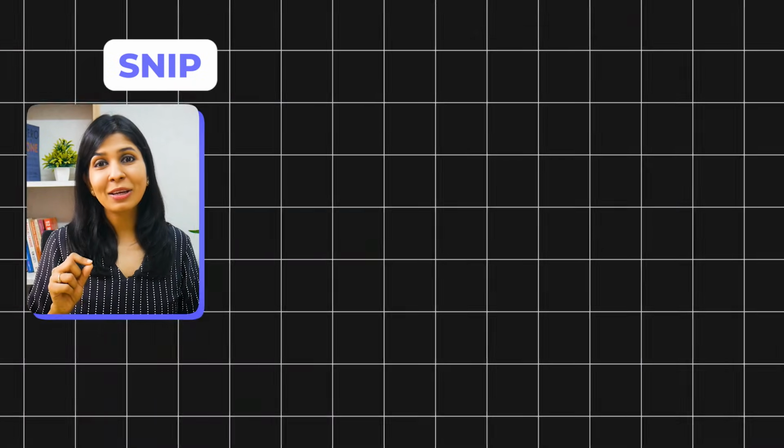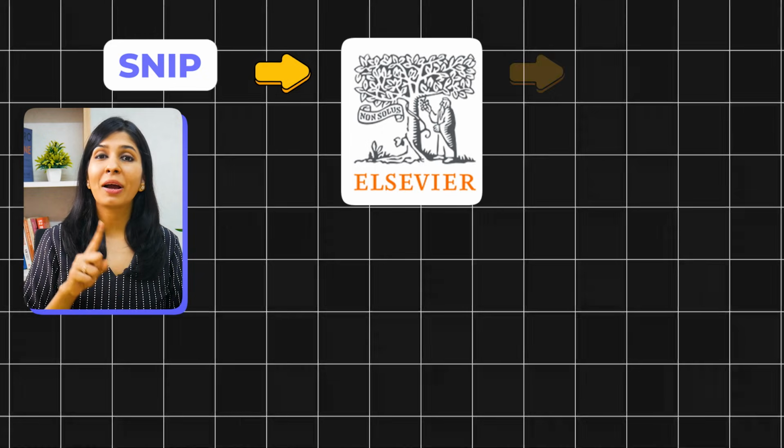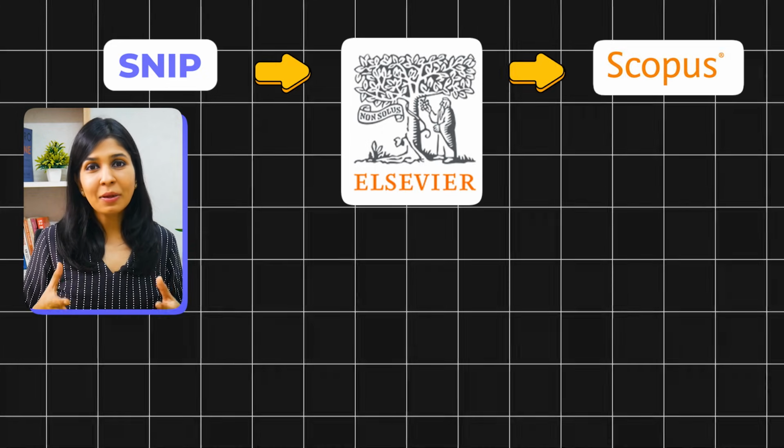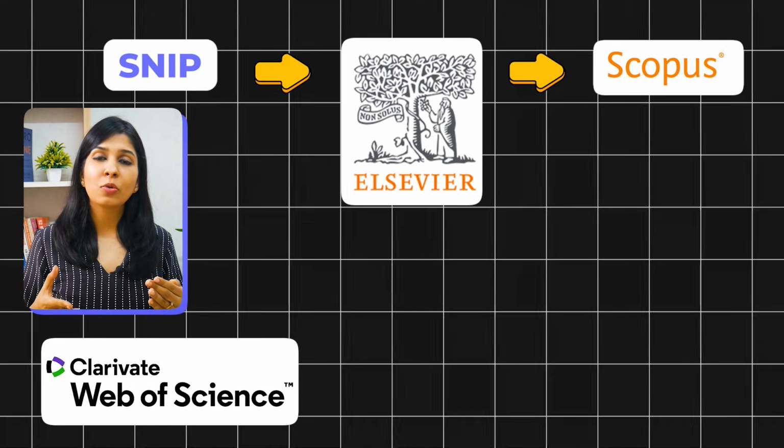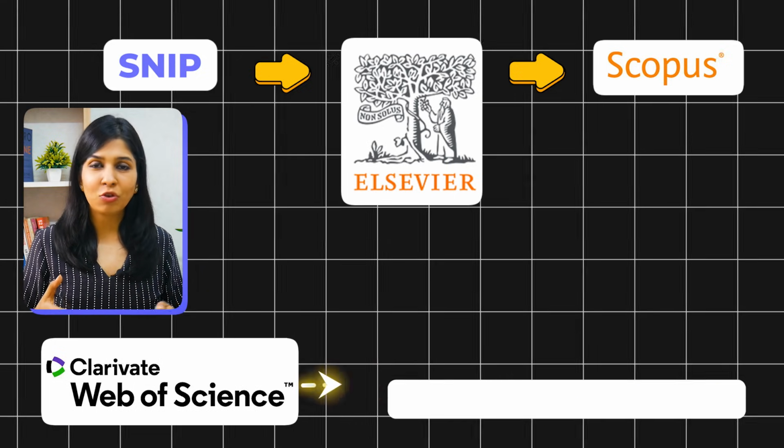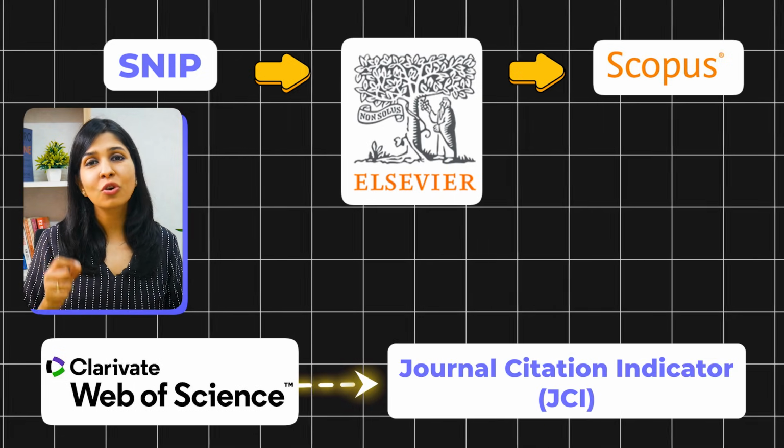Now, if you remember, we had discussed that SNIP is published by Elsevier. So similar to SNIP, Clarivate has also come up with its own journal metric called JCI or Journal Citation Indicator. Now, even though JCI looks at different citation windows and the calculation process is different, the purpose of this value is the same as that of SNIP. So when you look at JCI listed on any journal website, think about it functioning in the same manner as a SNIP score.